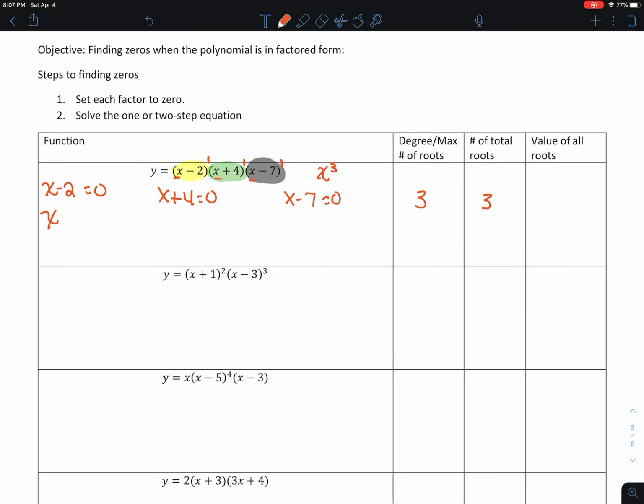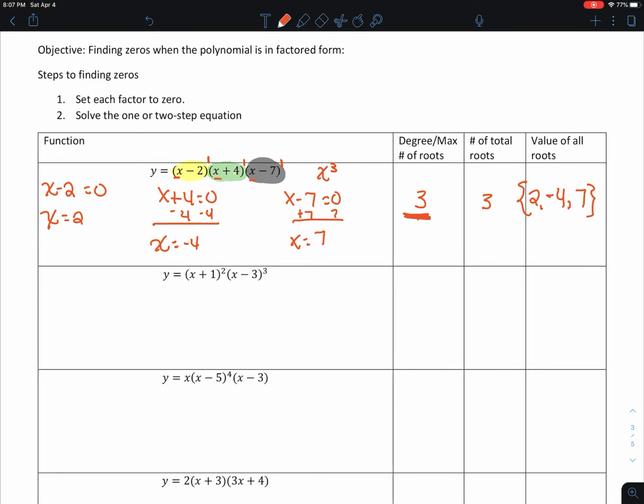So solving this one-step equation, I get x equals 2, subtract 4 from both sides, I get x equals negative 4, add 7 to both sides, I get x equals 7. So I have 3 distinct solutions. And so the values of all my roots are going to be 2, negative 4, and 7. And remember, that's a solution set, and it verifies with the maximum number of roots we said would be 3, and there are 3 roots.